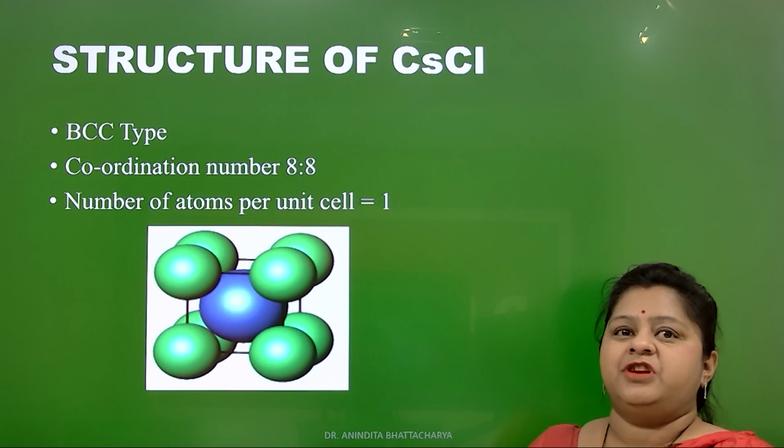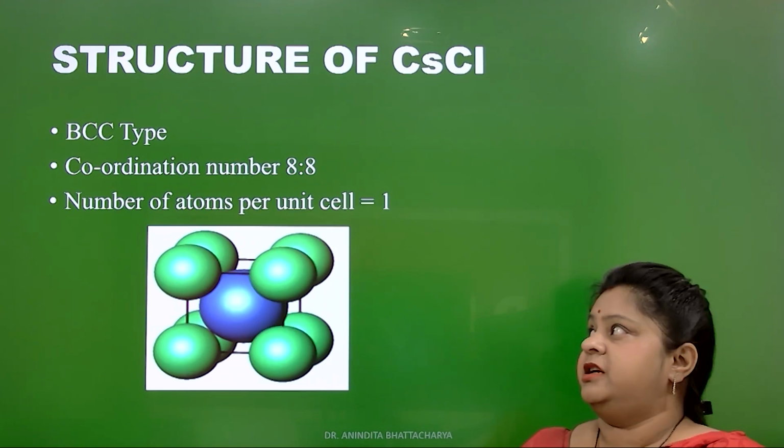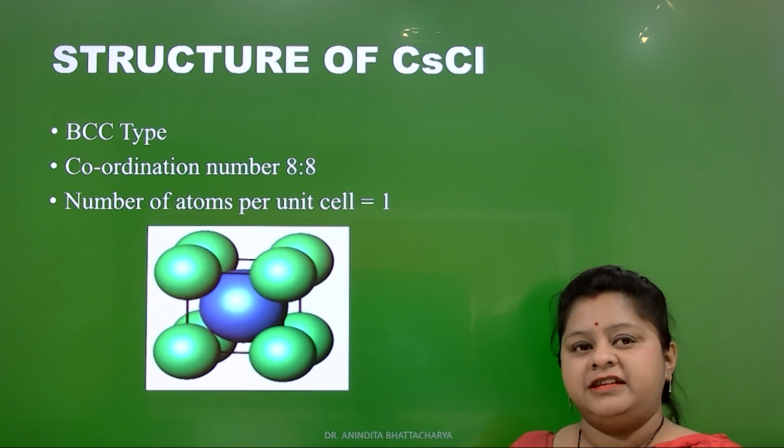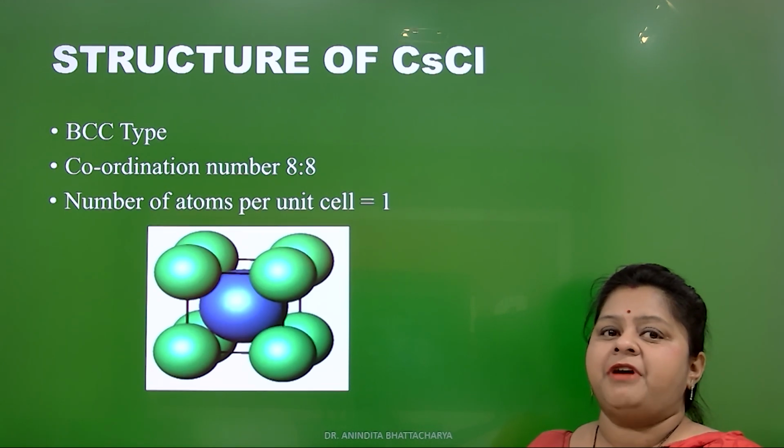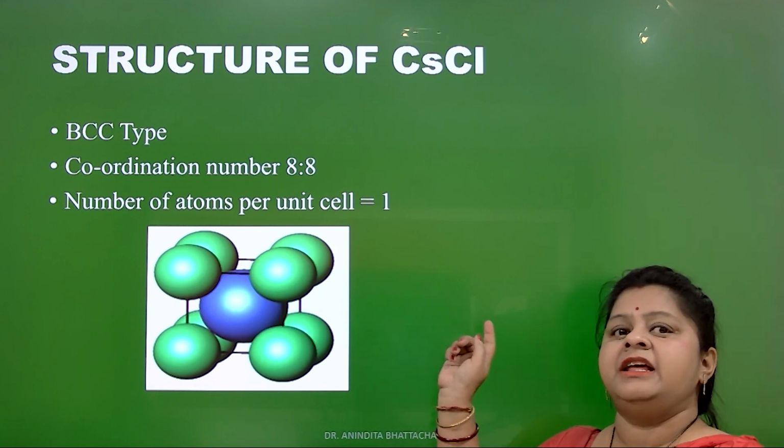Similarly, in the structure of cesium chloride, it is of body centered type. The coordination number is 8:8, and the number of atoms per unit cell is 1.